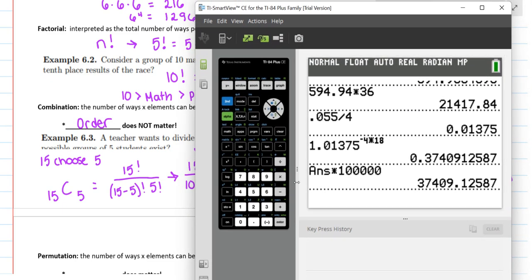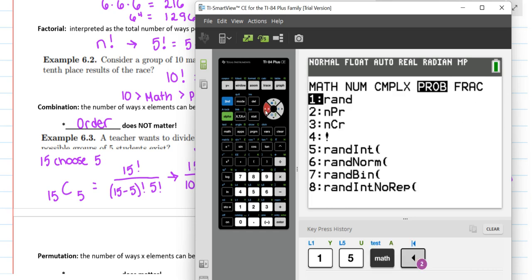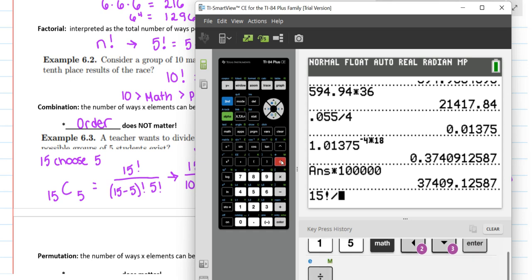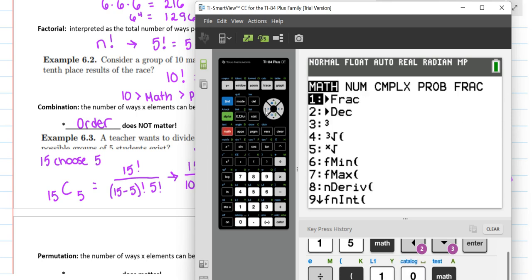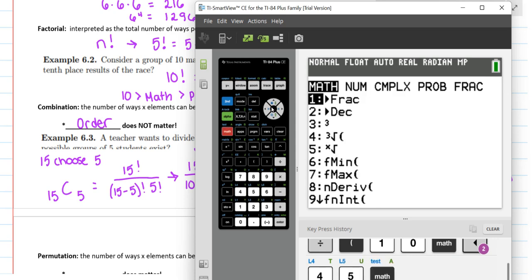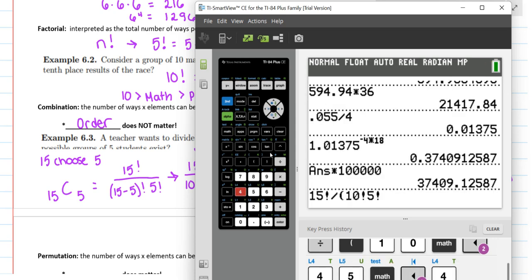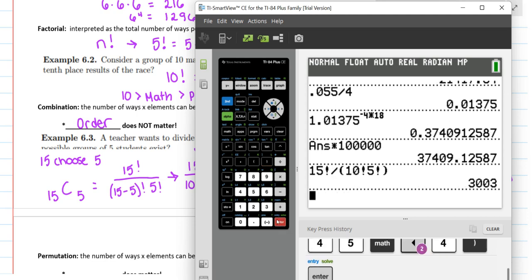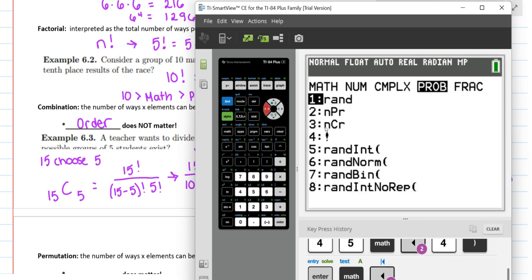Okay, so we could go 15 and then math, probability. All right, so 15 factorial divided by, now since there's 2 factorials in there, I'm going to need to put that in an exclamation point or a parentheses. So 10 factorial and then 5 factorial. 3003. But if you guys notice in the math, right underneath or above it, you have nPr and nCr.